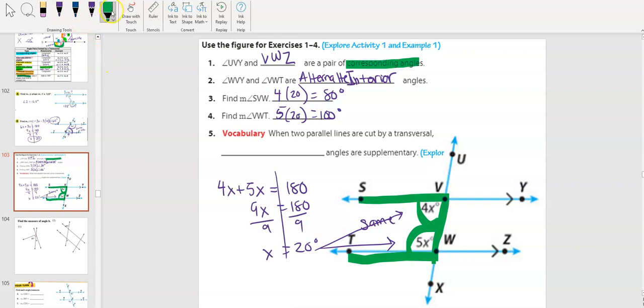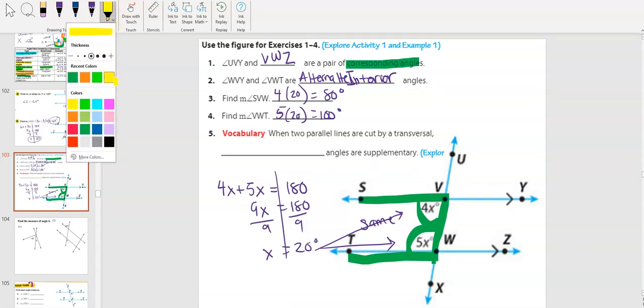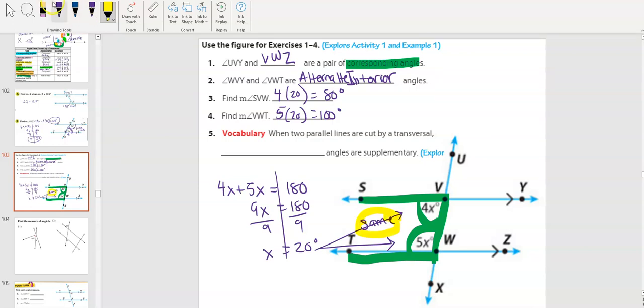Now they asked, when two parallel lines are cut by a transversal, what angles are supplementary? Same side interior angles. Those are the only ones on the list that we were looking at that are supplementary, same side interior angles.